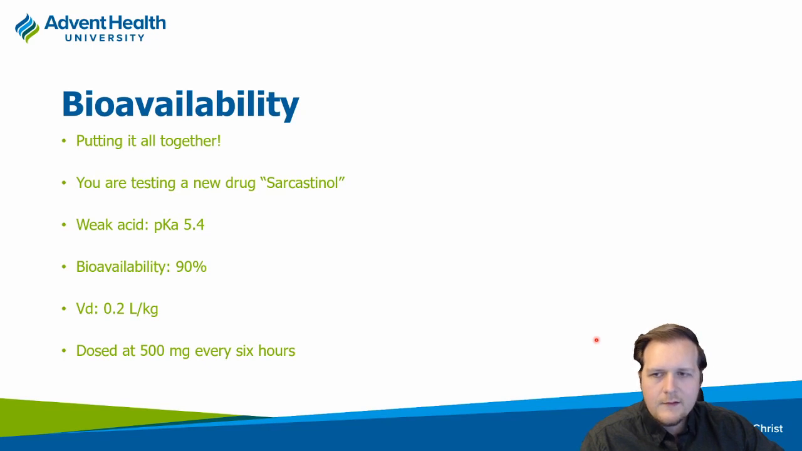So let's say, for instance, we have a new drug called sarcastanol. It's used to treat excessive sarcasm, and it's a weak acid. It's got a pKa of 5.4, bioavailability of 90%, and a VD of 0.2 liters per kilogram. Again, 0.2 is less than 1, so we know that that's going to have a relatively low volume of distribution. And let's say we're going to dose it at 500 milligrams every 6 hours.